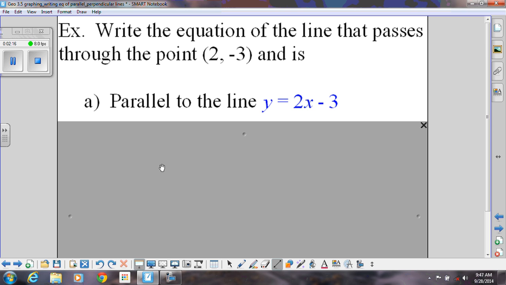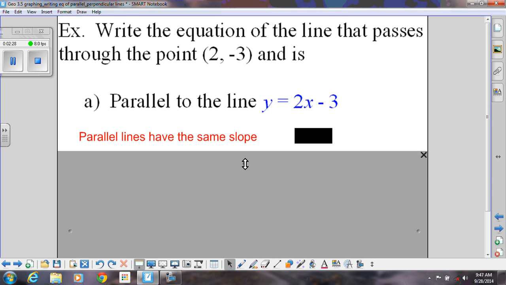Next I'm going to write the equation of the line that passes through a point again, but notice that the directions say it's parallel to this line. Remember that parallel lines have the same slope. We talked about that in the slope video. So the slope that we're going to be using for our line is just going to be the same as this one, 2. Notice here's my m, that's the slope, 2. So our slope is going to be 2.